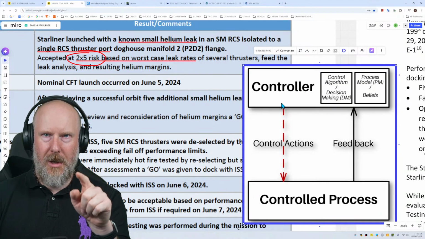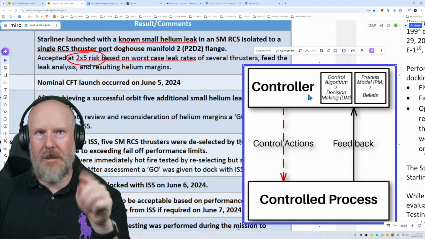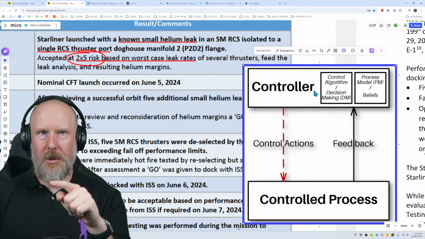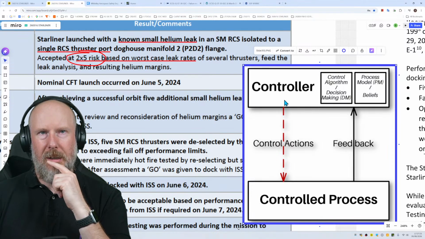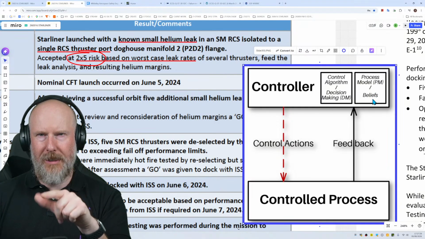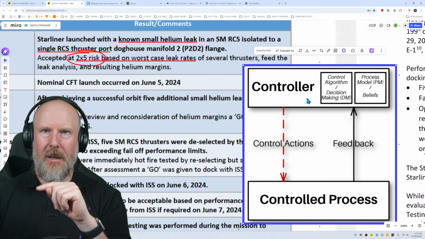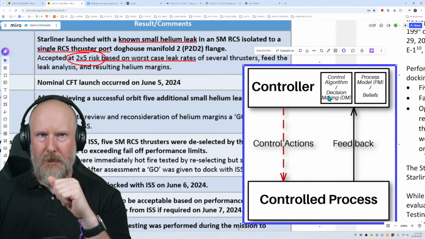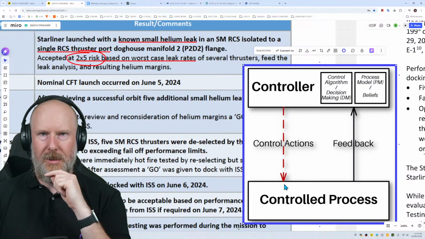Fantastic. Okay, so there is a controller that has made a decision that it is apparently acceptable to launch the Starliner. So this is the permission to launch or go for launch with a known small helium leak. So it's known. They know, they've got a mental model. They believe that there is a small helium leak and that for whatever decision-making process they've gone through, it's acceptable to provide the control action.